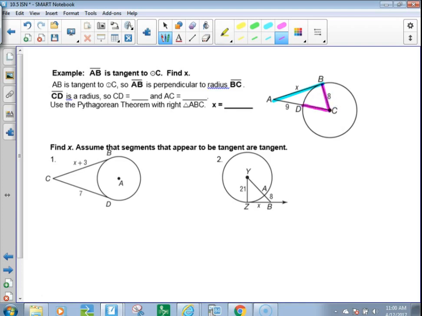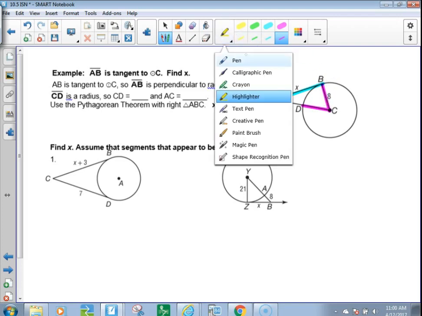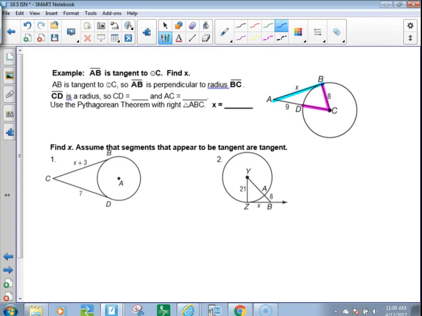So this would be equal to that radius, which means that we can put a number value on it because we know BC is 8. We know DC is also 8. So CD is a radius, so CD is 8. And then AC would be 9 plus 8, which is 17.